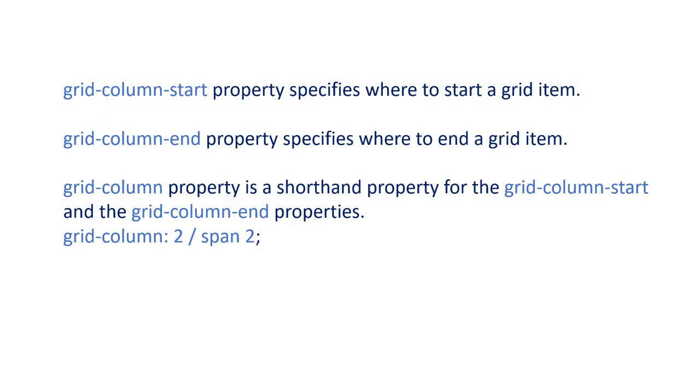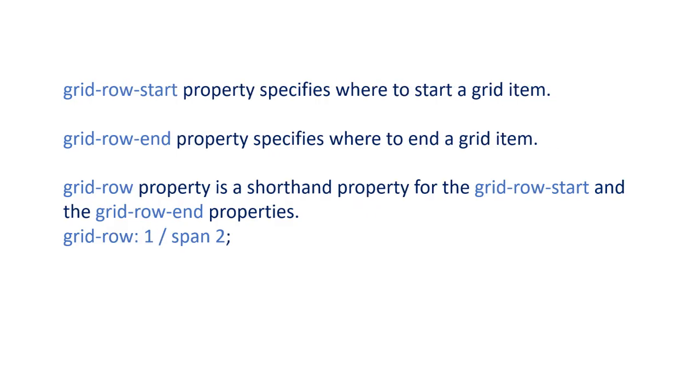Grid-column-start property specifies where to start a grid item. Grid-column-end property specifies where to end a grid item. Grid-column property is a shorthand property for the grid-column-start and the grid-column-end properties. Example: grid-column: 2 / span 2.